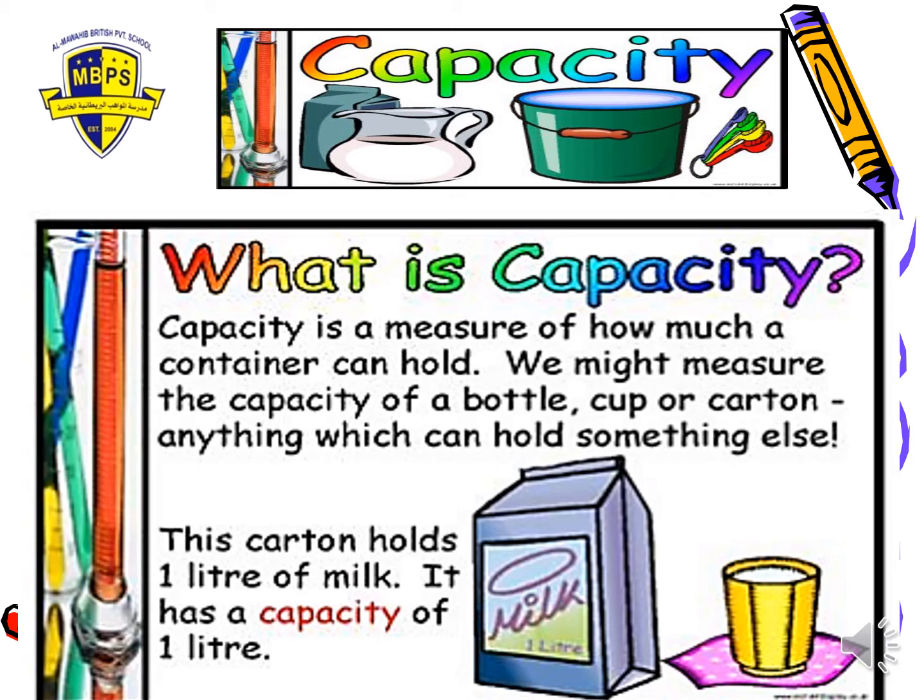So capacity is how much a container can hold. Look at this carton of milk. It holds 1 liter of milk. So the capacity of the carton of milk is 1 liter. That's what I mean by capacity.